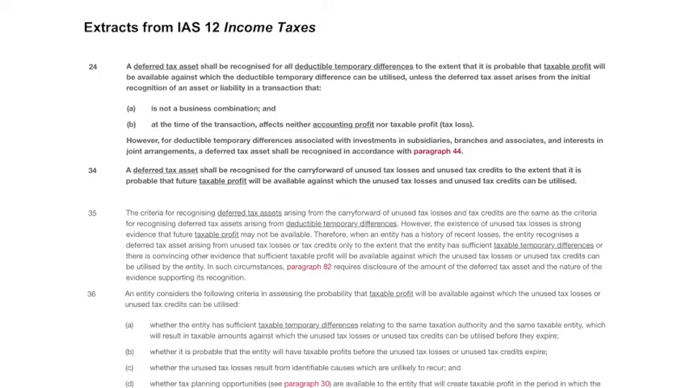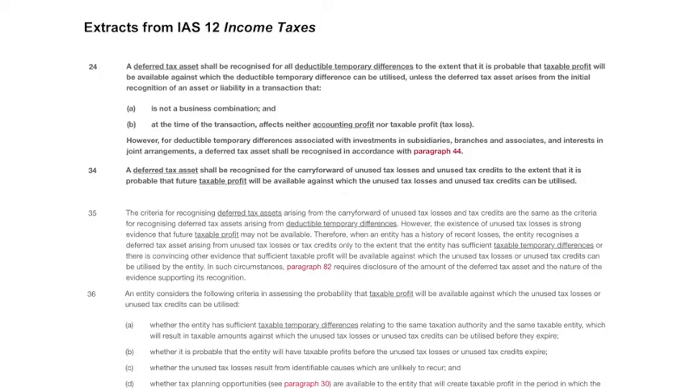And this really is the principle that we're trying to tackle in the example that we're going to look at, right? The idea is that if you have any unused tax losses, then you can recognize a deferred tax asset for those unused tax losses to the extent that it is probable that there is going to be future tax profit against which you can utilize that.